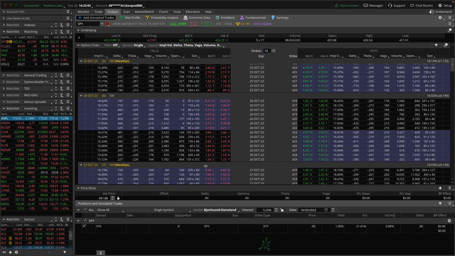Now, for the third roll, we can do something called rolling up and out. Maybe as time passed, SPY is a little bit higher and we want to roll up to a higher strike to give ourselves more room and less of a chance of getting assigned, more of a chance of skating, but out to a further week to collect more premium in order to keep this wheel trade going. So that is rolling up and out.